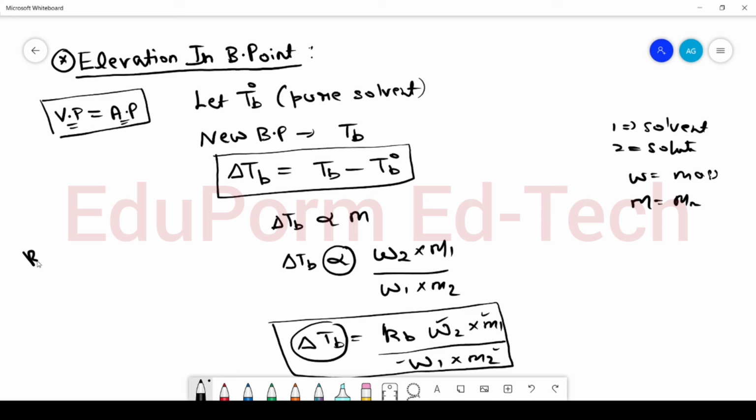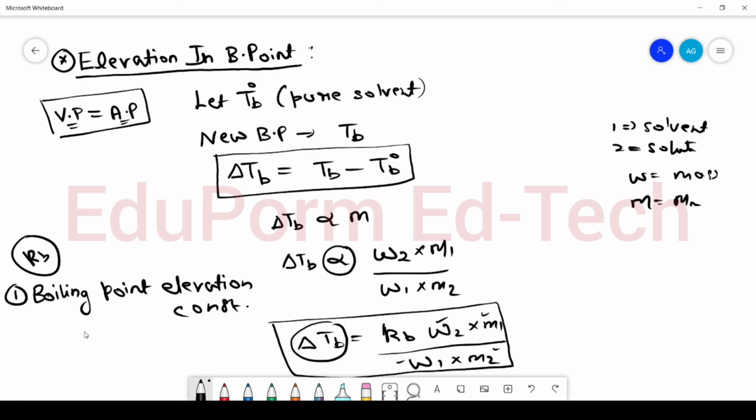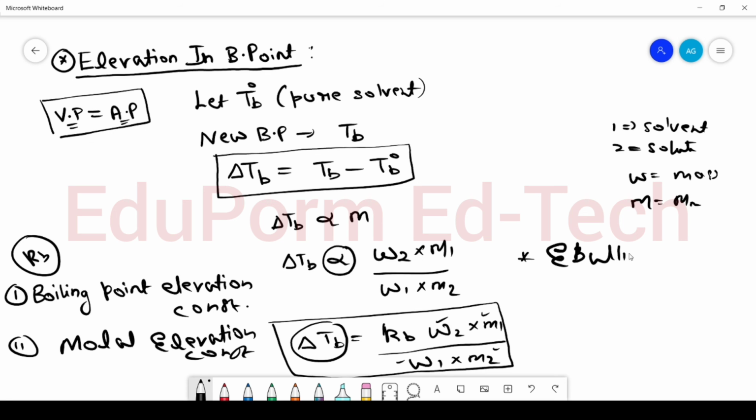Now here Kb is a constant which has three different names. The names are important. The first name is boiling point elevation constant, the second name is molar elevation constant, and the third name for this is ebullioscopic constant.